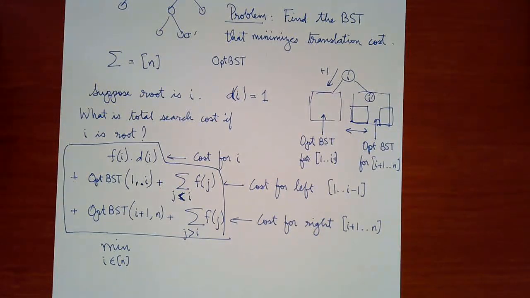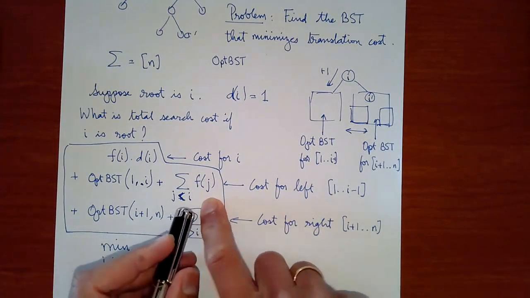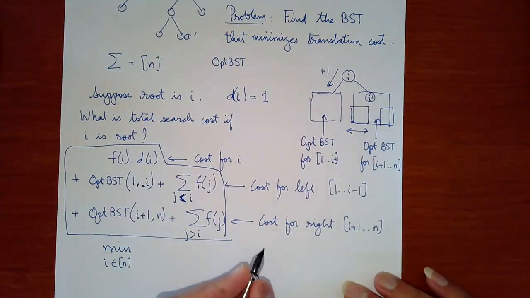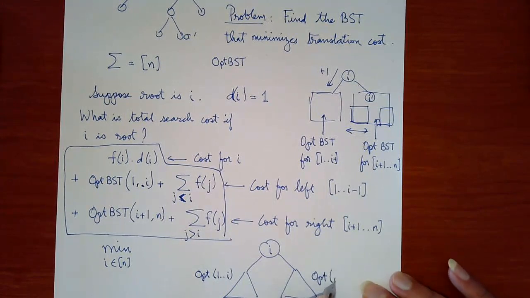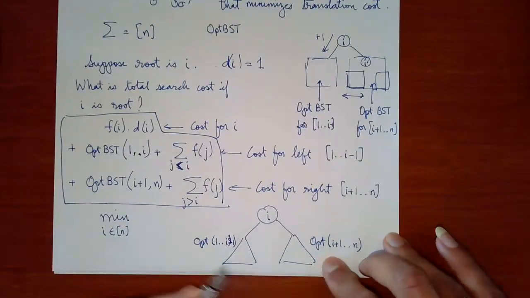Could you explain what that summation is for again? Like this summation? Yeah. So think of it as, you're building your binary search tree by saying, suppose I put I as the root, and then I build a tree over here, and this is the optimal tree for 1 going up to I. And this is the optimal tree for I plus 1 up to n. Sorry, this would be I minus 1. Does this make sense? This picture?